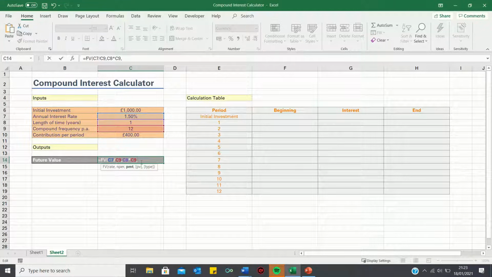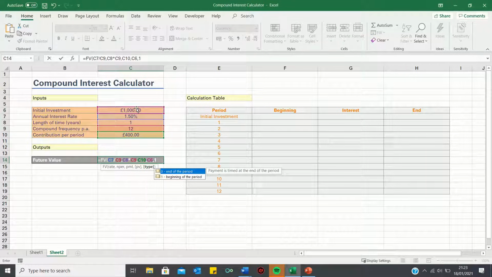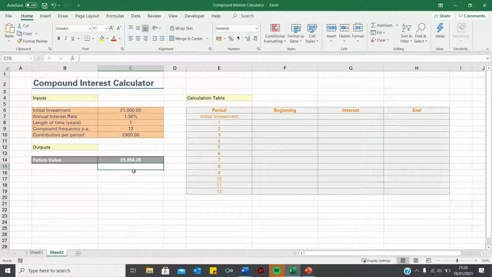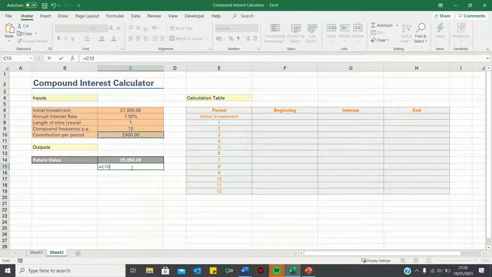We then input the payments in each compounding period, which is £400, followed by the initial investments, which is £1,000, and finally we input 1, because we'll assume that the payment is timed at the beginning of every month. Now before we click enter, we're going to add a negative sign in front of the future value formula to ensure that the final value is positive. Therefore, the future value of our savings is £5,854.28.